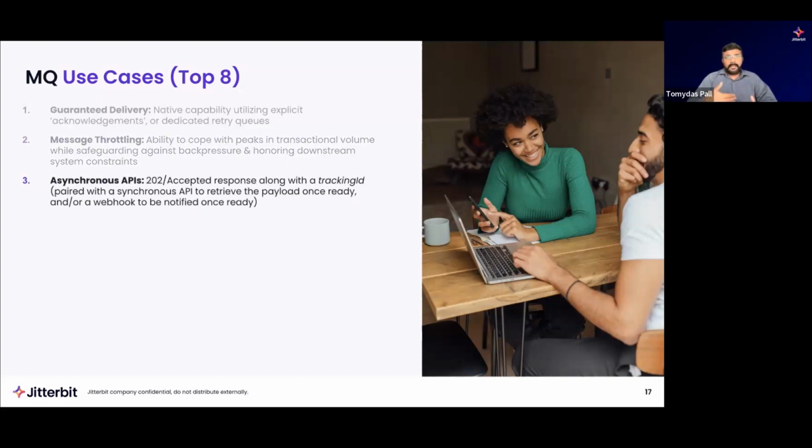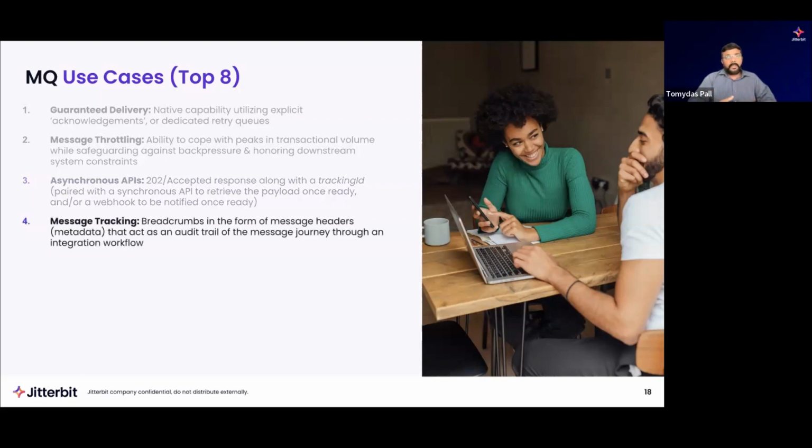And then asynchronous APIs. We already spoke about how the source and the target systems don't need to be talking to each other at the same time. Even if they are up at different times, the message queue makes sure that the information is transmitted from the source to the target. So that's how the full concept of asynchronous communication is managed.